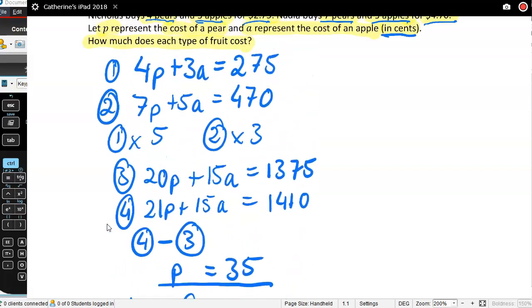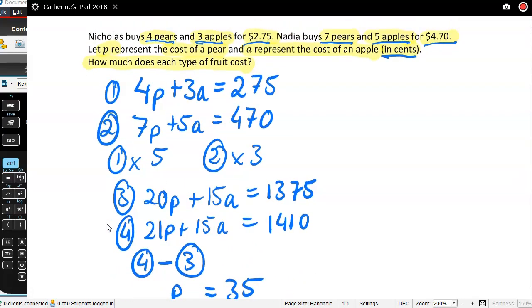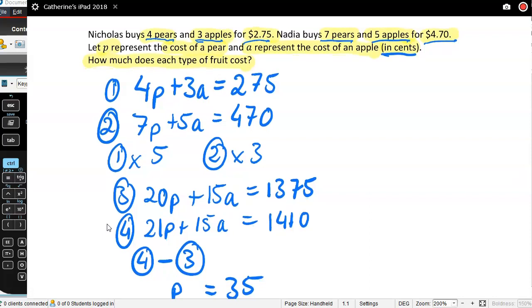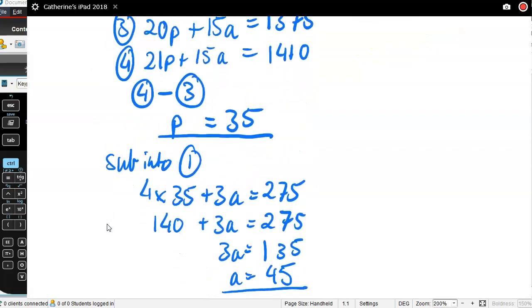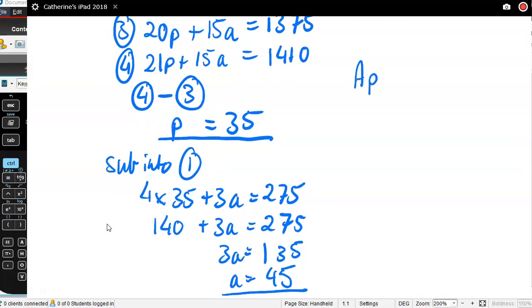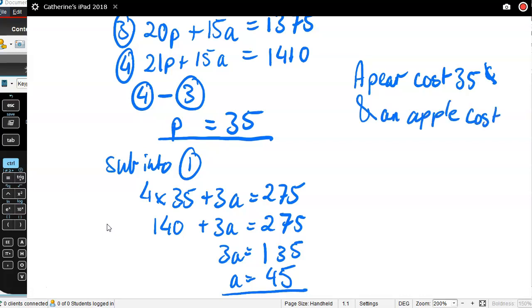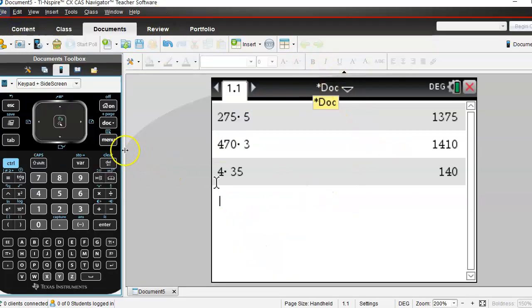Okay, so remembering that p is representing the cost of a pear in cents and a is representing the cost of an apple in cents. So a pear costs 35 cents and an apple costs 45 cents.